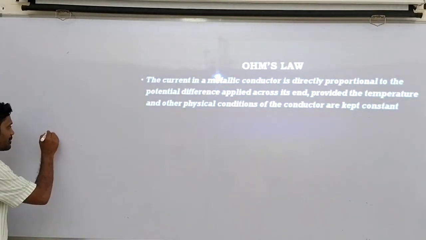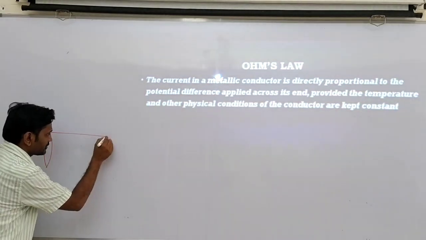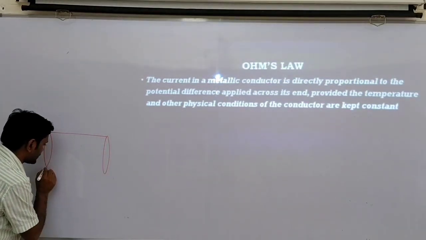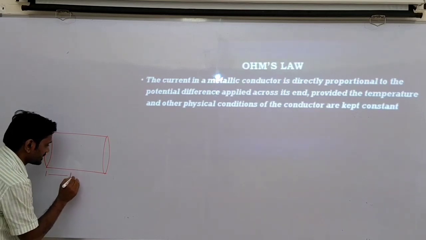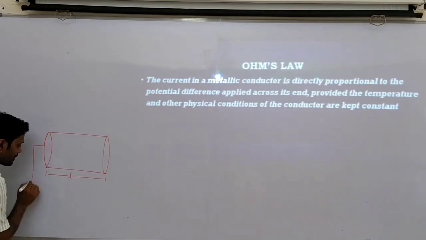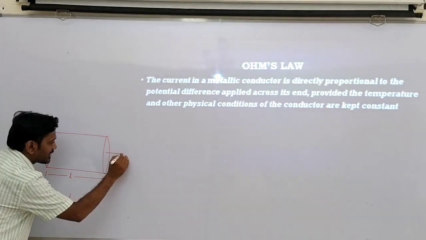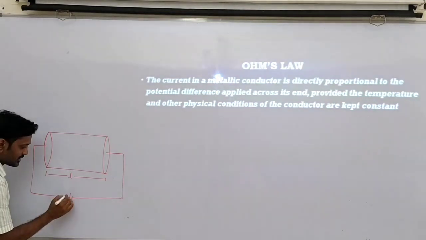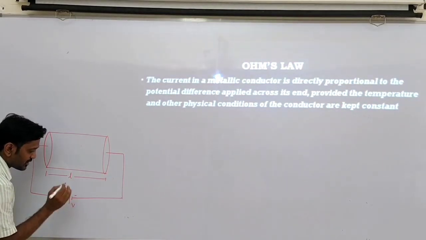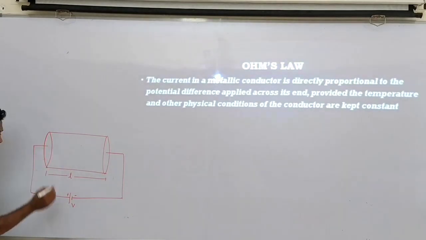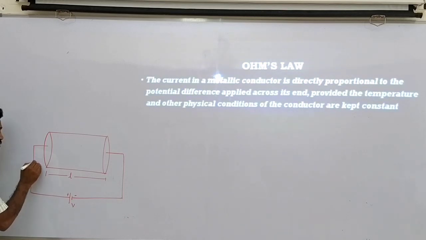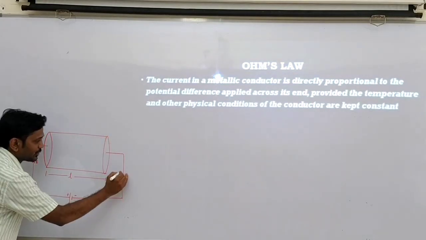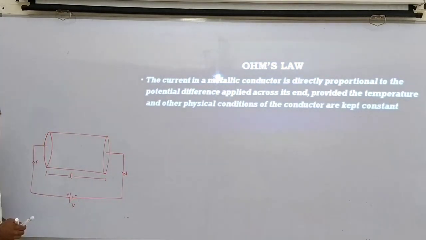Consider a metallic conductor having a length L. When a battery, or we can call it a cell, is connected across the ends of the conductor, it has a potential difference or voltage V. When this potential difference is applied across the conductor, current flows through it in the direction from the positive terminal of the battery to the negative terminal.